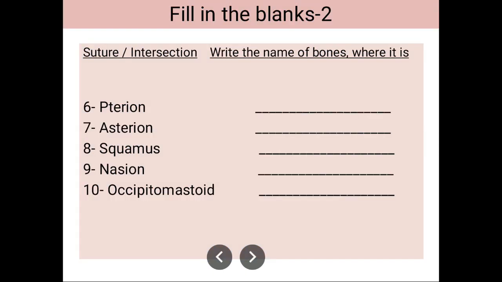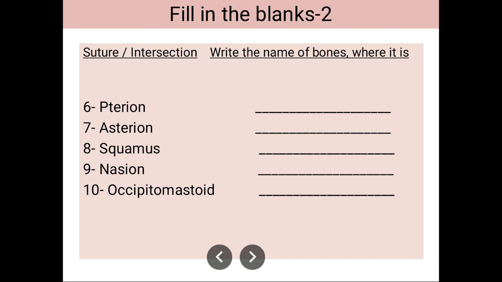Go to the next. We've got here pterion. That is actually the intersection present between the four bones. We've got here the frontal, parietal, temporal, and the sphenoidal. And this is a weak point in the skull.